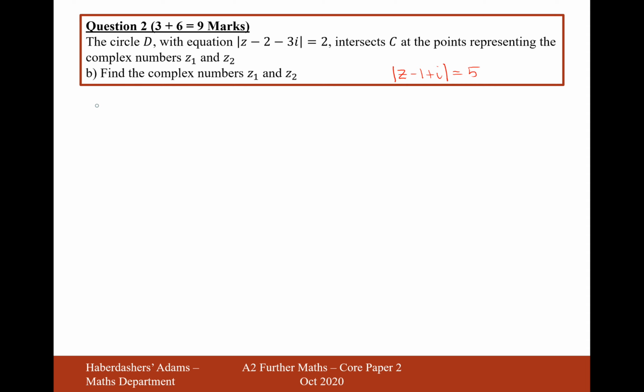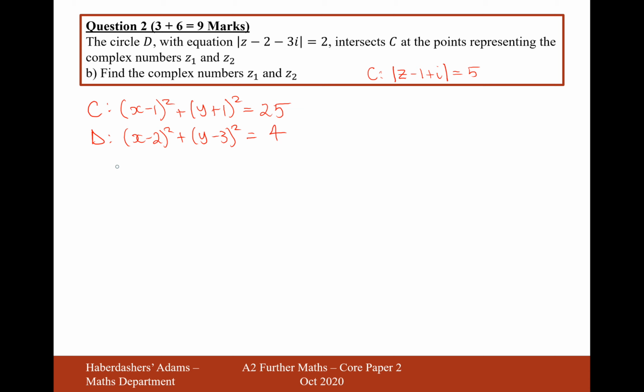Okay, well basically what this is here is a pair of simultaneous equations. For curve C, which was this one here, it's going to be (x - 1) squared plus (y + 1) squared equals 25. And for D, it's going to be (x - 2) squared plus (y - 3) squared equals 4. So it's basically these two simultaneous equations here that we now need to solve.